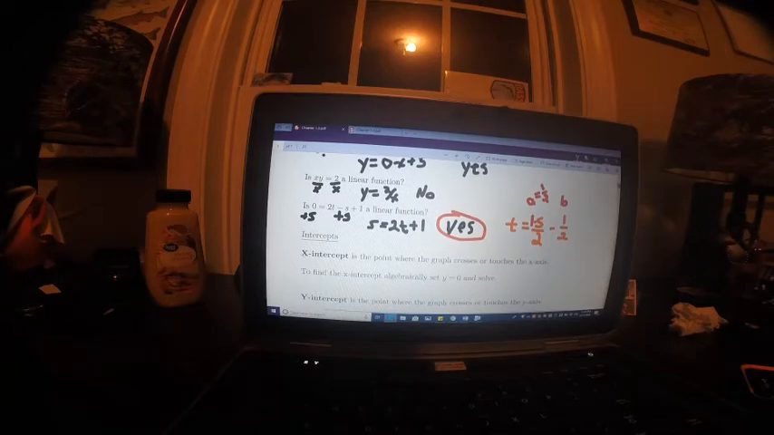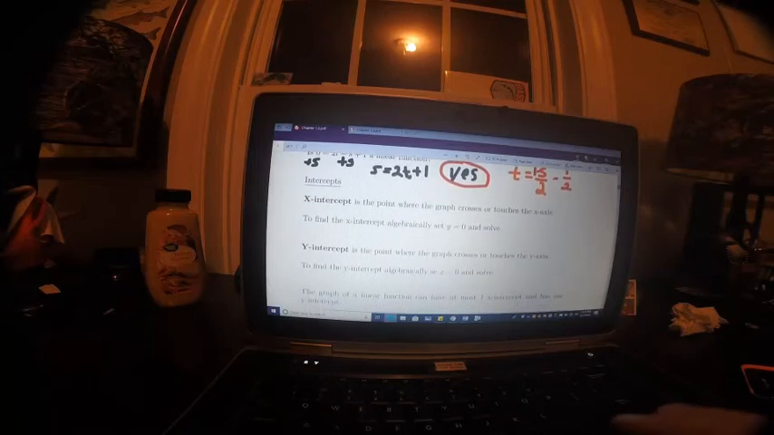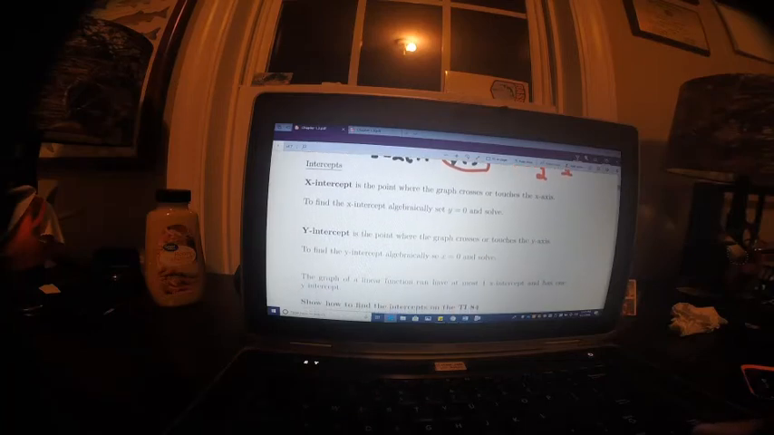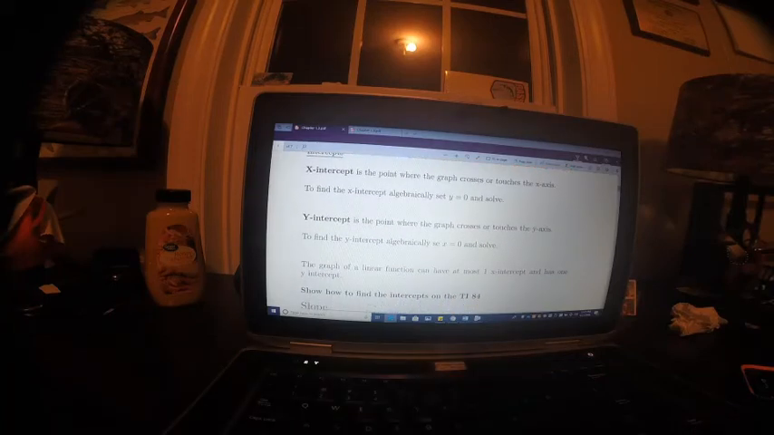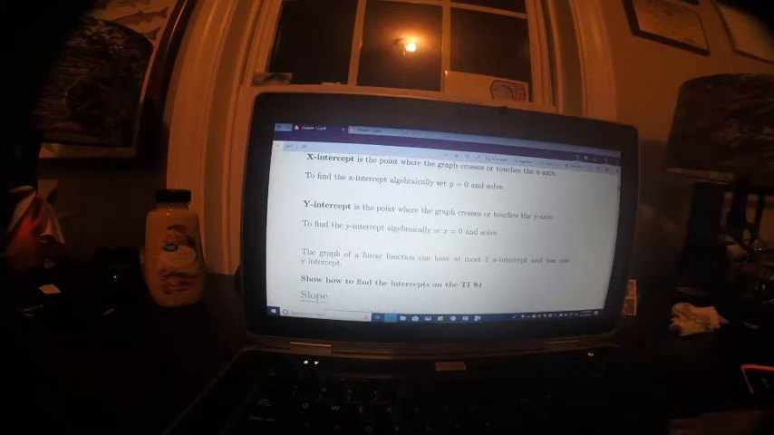Hopefully that's easy enough for you to see. Now, some of the things we need to talk about are intercepts. Your x-intercept is the point where the graph crosses or touches the x-axis. To find the x-intercept algebraically, we set y equal to 0 and solve. Your y-intercept is the point where the graph crosses or touches the y-axis. To find it algebraically, we set x equal to 0 and solve.